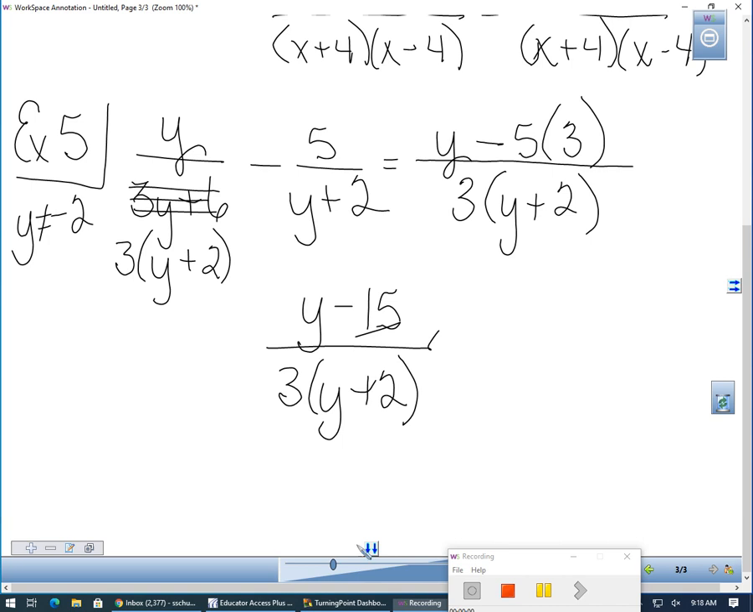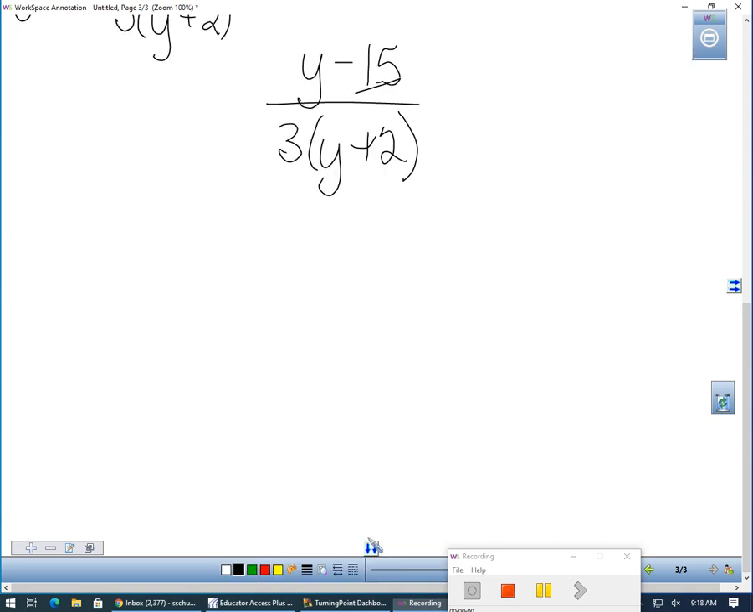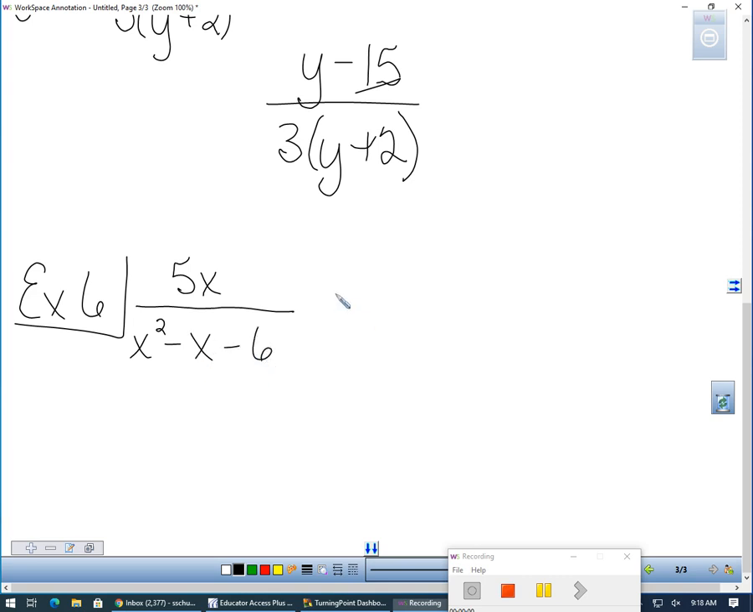They get just a touch harder. One more time. Last example for today. Here's example number 6. Example number 6, we have 5x over x squared minus x minus 6 plus 4 over x squared plus 4x plus 4.